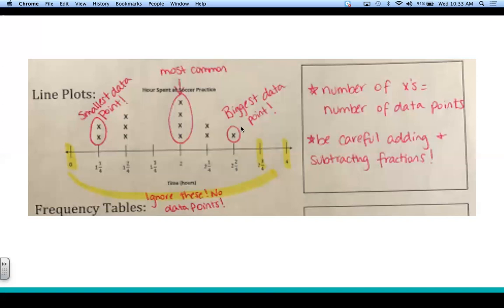So with line plots, you really just have to pay attention to what the questions are asking. And I know we don't have specific questions for this, but remember that the X above it is representing 1 unless it's noted otherwise on a scale. Is there anything I'm forgetting? No. Sounds good. That looks perfect.